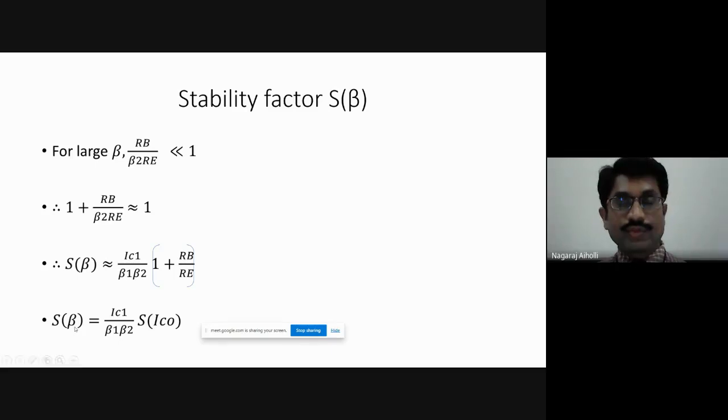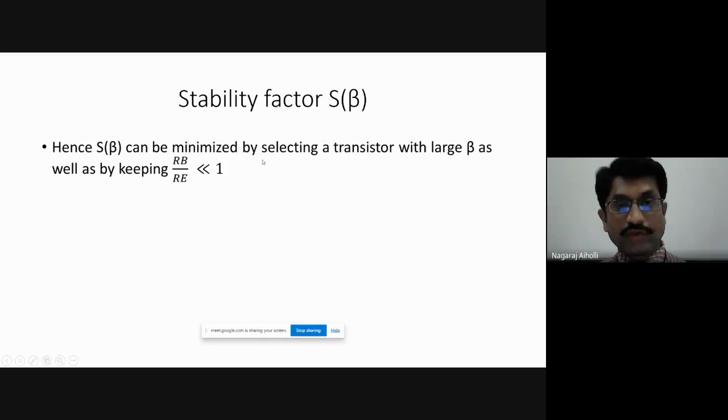We know that for small values of stability factor, the stability will be more. So if we want a small value of S of beta, beta 1 into beta 2 should be large. For small values of S of beta, beta 1 into beta 2 should be large. So to minimize S of beta, select a transistor with a large value of beta.